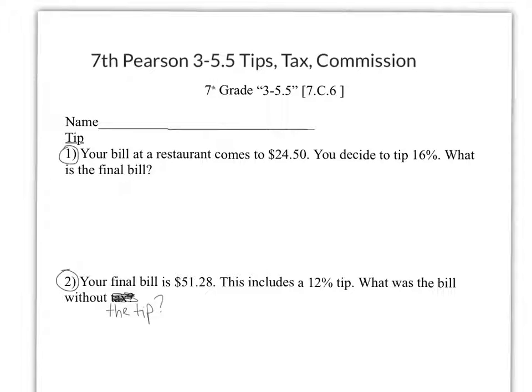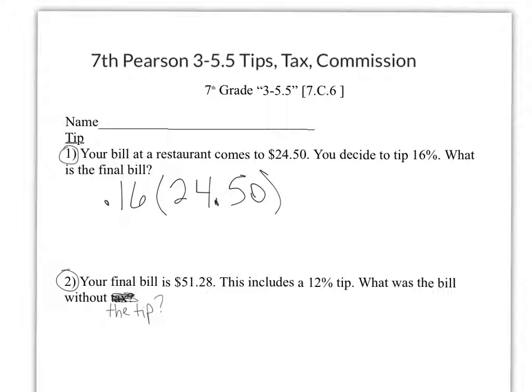So we know when we tip somebody at a restaurant, that price gets added on to what our bill was. So in order to find the tip, we would find 16% of $24.50. You guys are getting pretty adept at working with the decimals, the percent stuff now.